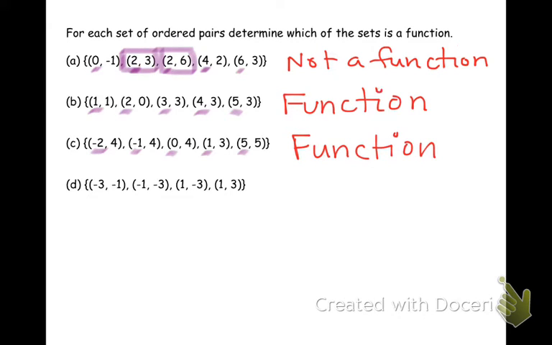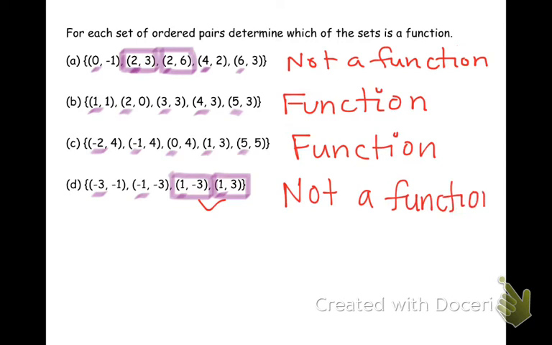All right, let's look at the last one. We have -3, -1, +1 again. So again, we have that same input value. But if we look at our output values, -3 and 3, are those different? And the answer here is yes, they're different. So this right here is not a function because you have two outputs for the same input, and that would fail the vertical line test if you graphed them.